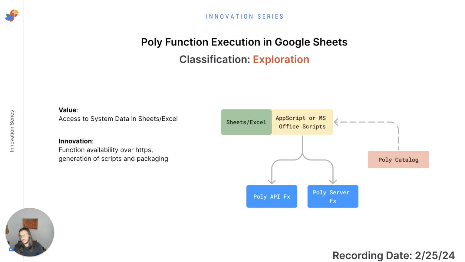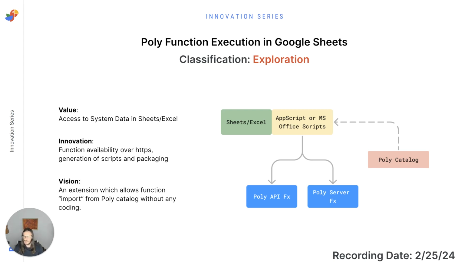The innovation here is that these functions, when they're trained if they're API functions, or when they're deployed if they're server functions, immediately become usable via an HTTPS endpoint. That same endpoint could then be used to make these functions both introspectable and consumable within different applications. So we're really just extending Google Sheets using AppScript to effectively be a client of Poly.